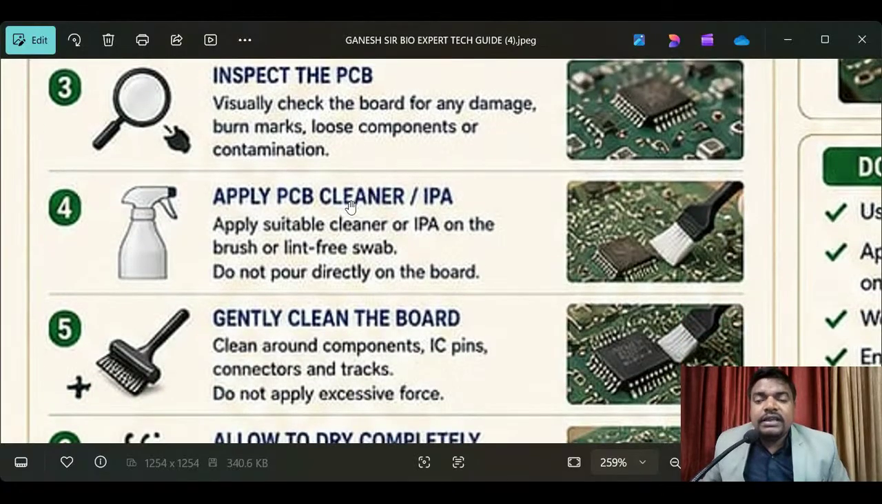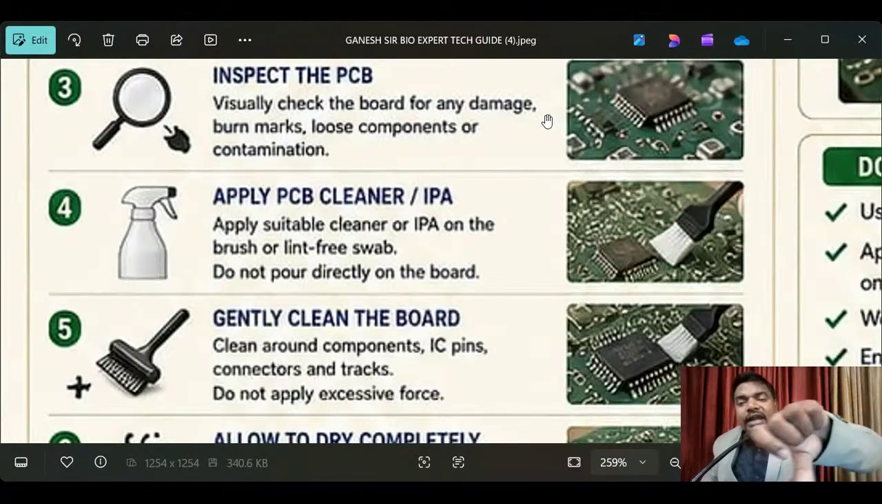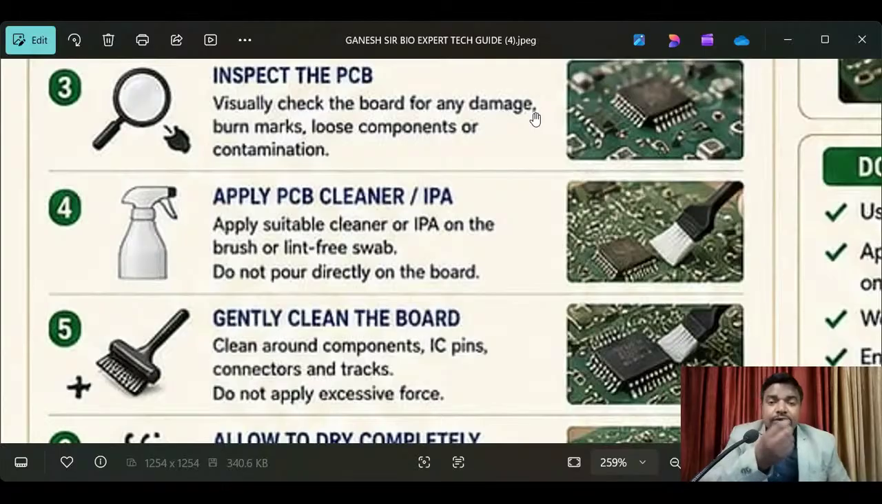Next, see here, apply PCB cleaner or IPA. Apply a suitable cleaner or IPA on the brush or lint-free swab. Do not pour directly on the board. Okay, you have to follow these things directly. Yes, I have a liquid, but just don't pour it like this. Just use the brush. That's why I'm giving every instruction: if you are not following them, then many issues will happen and you will not resolve the issues. So follow the instructions I'm saying here, and definitely it is very, very useful in your work area.